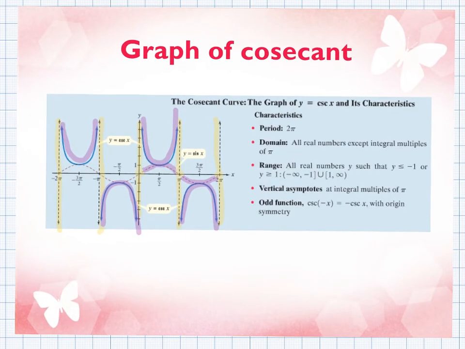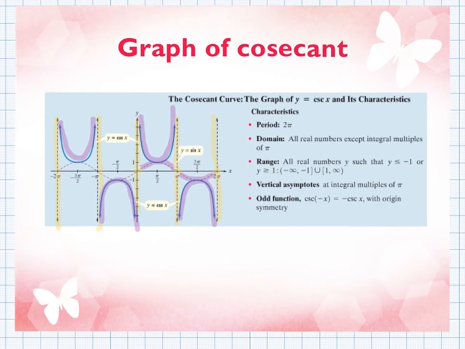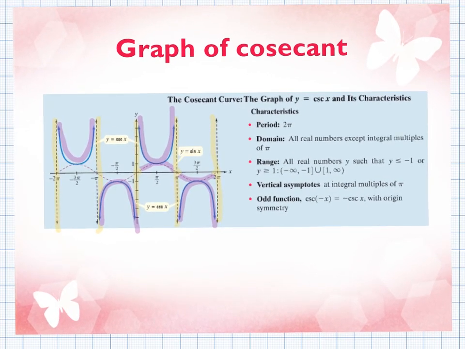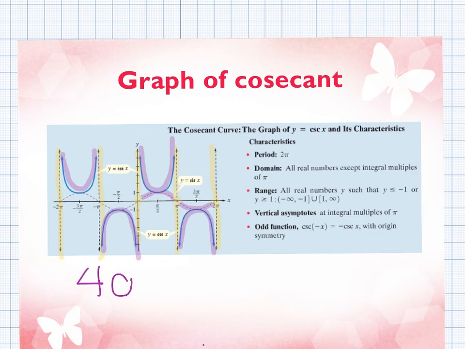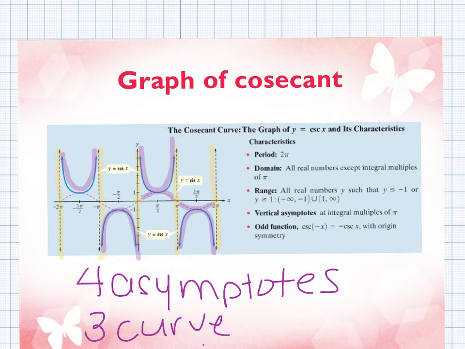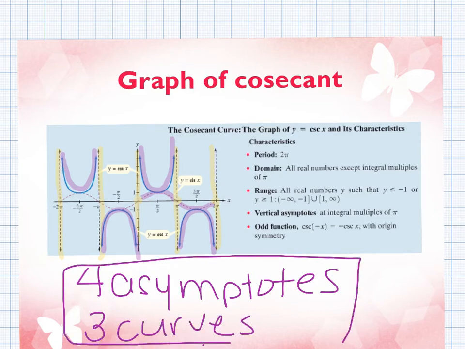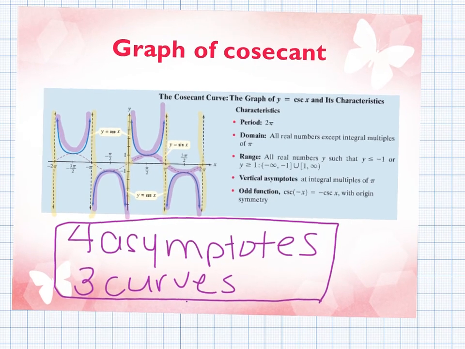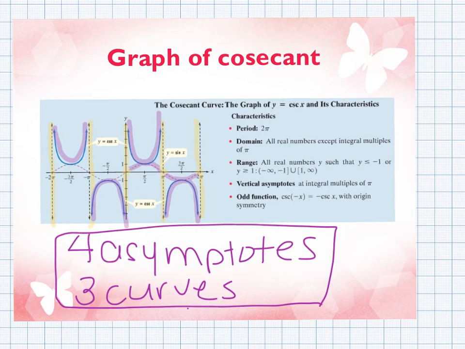My expectation when you graph these, on your homework or on your test, whatever that is, I expect to see 4 asymptotes and 3 curves. That's going to be for all your reciprocal functions. So this is for secant and cosecant, and also for tangent and cotangent. 4 asymptotes, 3 curves.